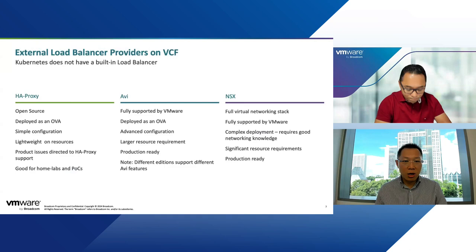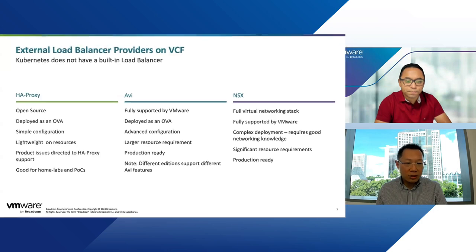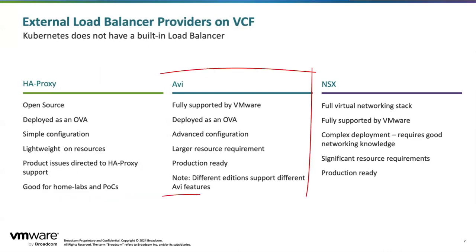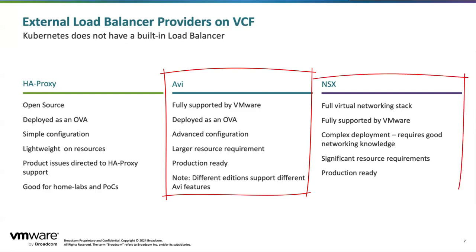So Kubernetes doesn't have a built-in load balancer, so you actually have to provide the load balancer as a prerequisite. You have the option of using HAProxy, but that is actually good for home labs and POC. When we talk about production environments for our customers and partners, we're going to focus on AVI and NSX over here. These two solutions are definitely production ready. Hopefully you get to choose what you use, like what I said before, by the end of this session.